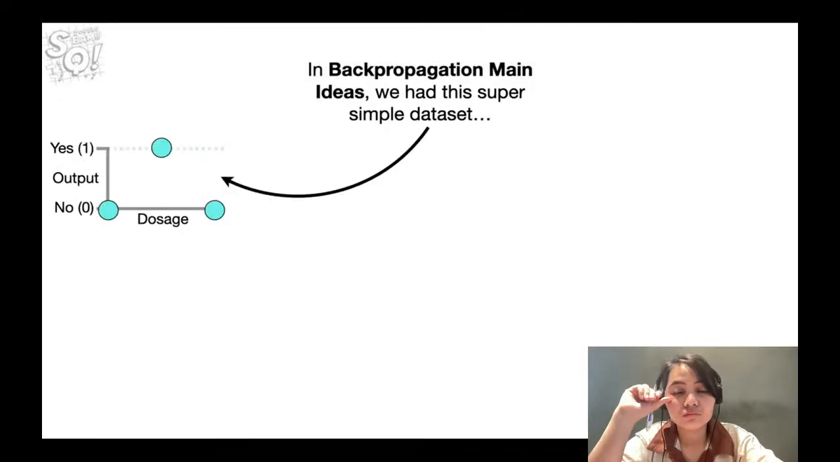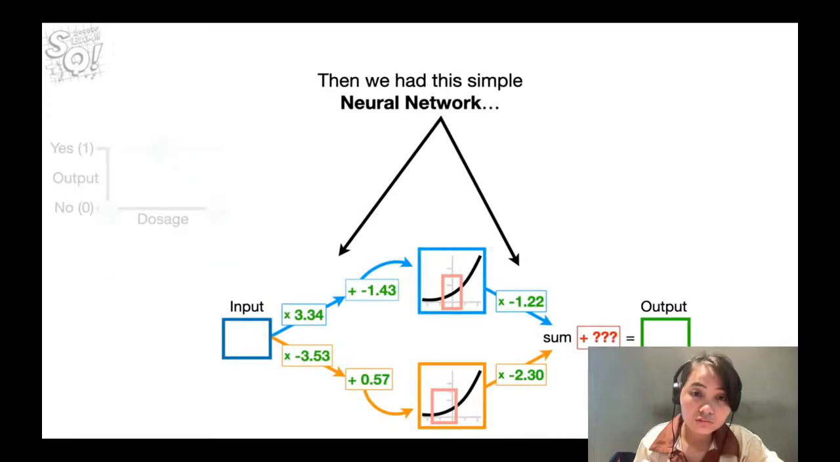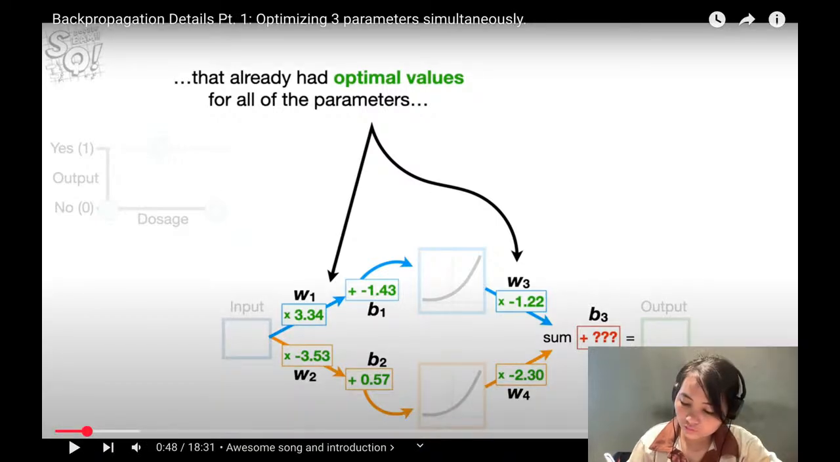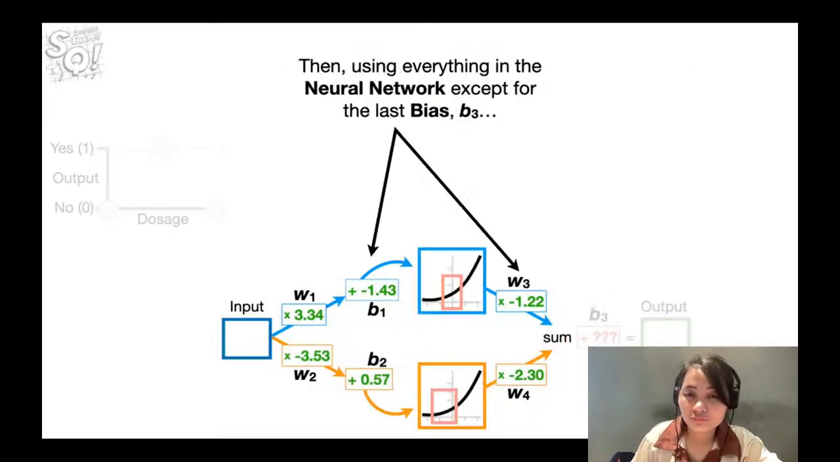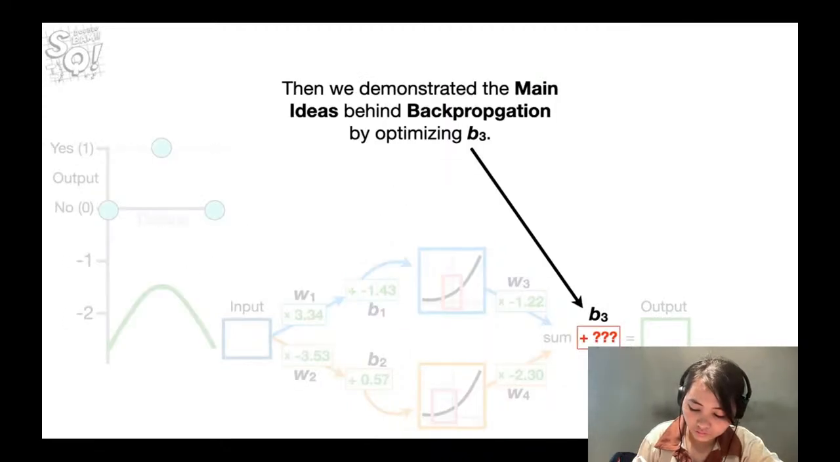In Backpropagation Main Ideas, we had this super simple dataset that showed whether or not different drug dosages were effective against a virus. Then we had this simple neural network that already had optimal values for all of the parameters, except for the last bias term, b sub 3. Then, using everything in the neural network except for the last bias, b sub 3, we drew this green squiggle. Then we demonstrated the main ideas behind backpropagation by optimizing b sub 3.